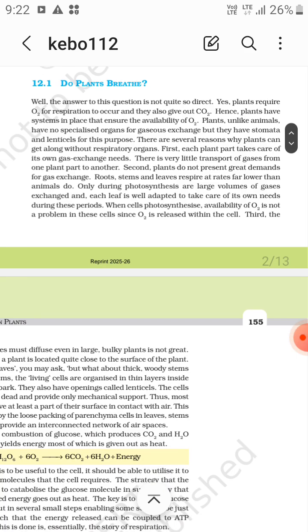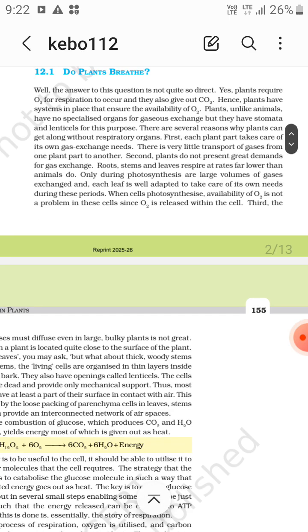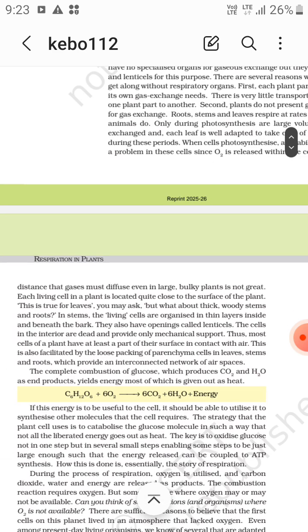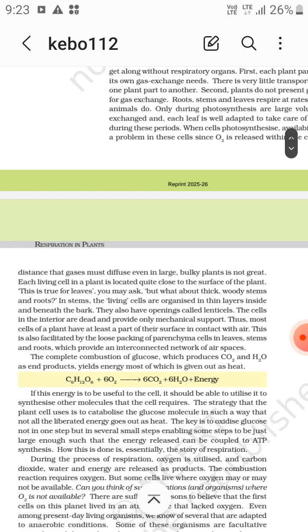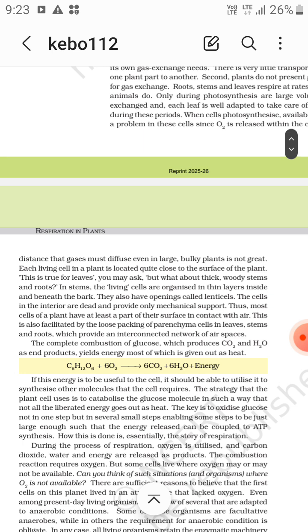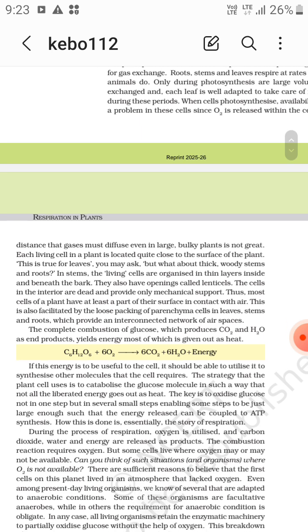So when cells photosynthesize, availability of O2 is not a problem in these cells, since O2 is released within the cell from the H2O at the PS2, P680 nanometer, photosystem 2. Third, the distance that gases must diffuse even in large bulky plants is not great. Each living cell in a plant is located quite close to the surface of the plant. This is true for leaves. Now you might think, what about thick woody stems and roots inside?